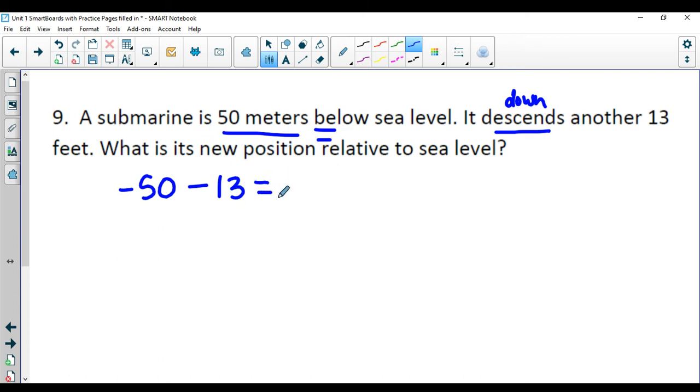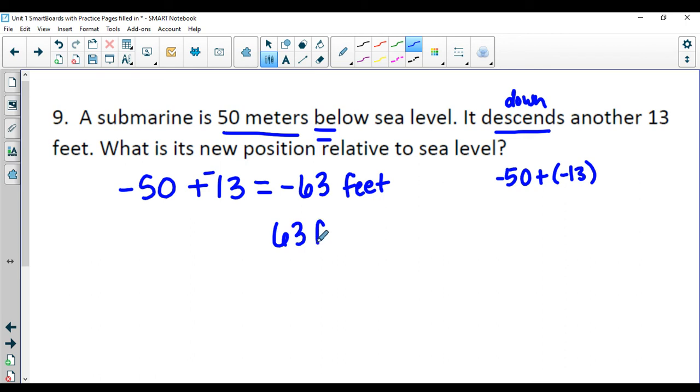If you're thinking back to our addition lesson, we would have written this as negative 50 and a negative 13, which if you notice on our subtraction problem, that's what we're going to end up changing this to. Stays the same, change to addition, take the opposite. Negative 50 and a negative 13 will give you a negative 63 feet. So since we have a negative 63 feet, let's make sense of that. That means we are 63 feet below sea level.